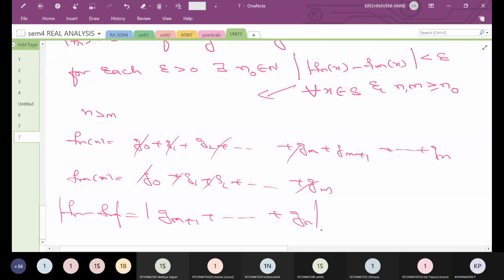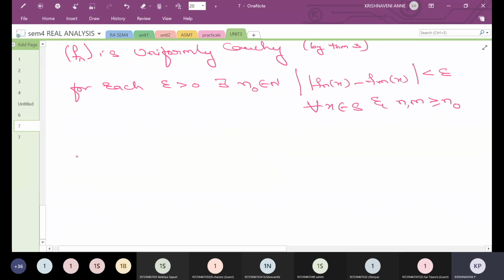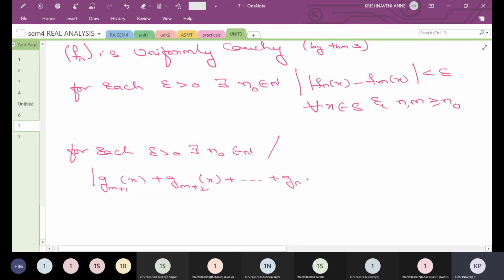Yes, ma'am. Okay, the same thing I'll write it here. So what is left over here? Only the terms: for each epsilon greater than 0, there exists n naught belongs to N such that the terms which are left over, gm plus 1 of x plus gm plus 2 of x plus so on plus gn of x, is less than epsilon for all x belongs to S, and I am writing that condition n greater than m greater than or equal to n naught.